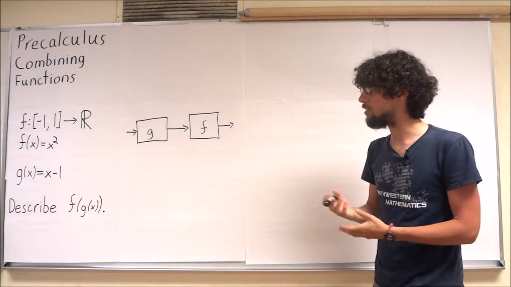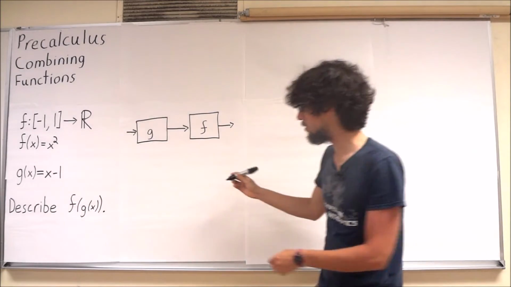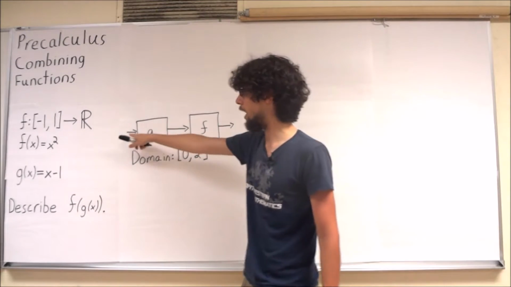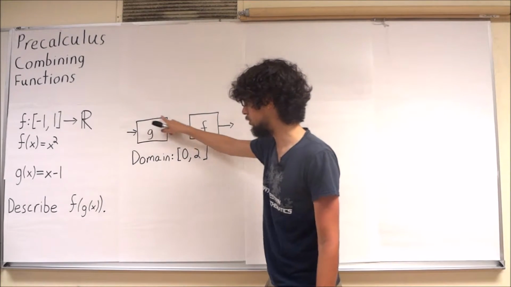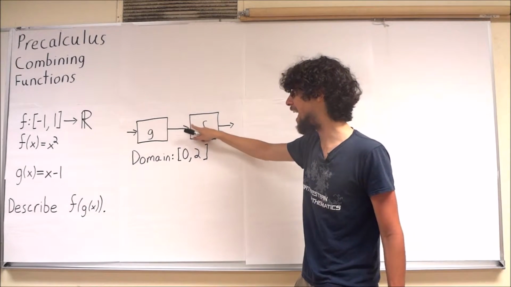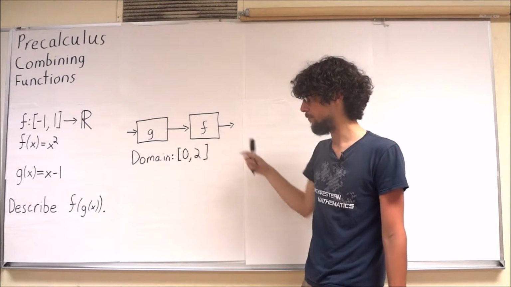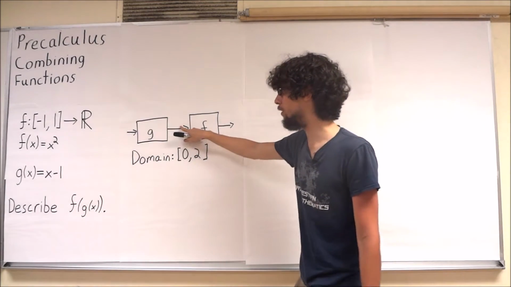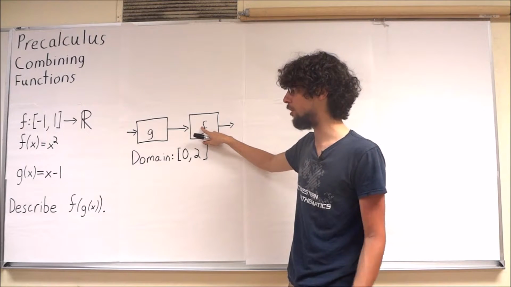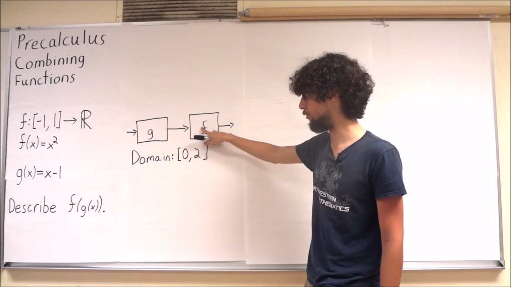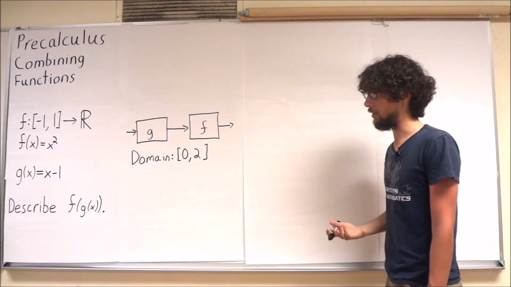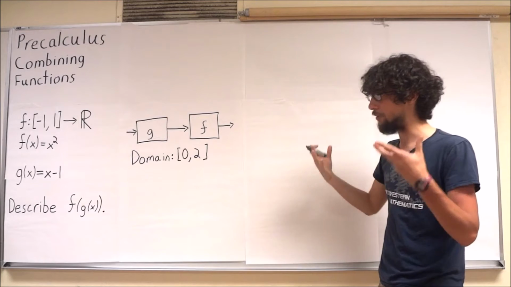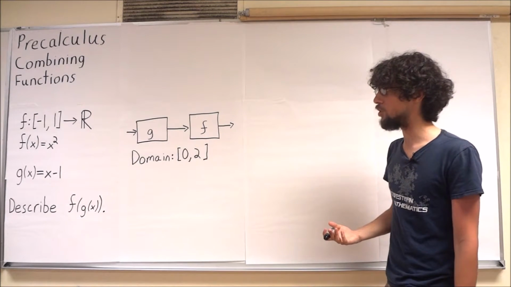It's not so hard to see that the domain should be this. If I plug 0 into this composition, I'll get 0 here turning into -1 here, which is the edge of the allowable inputs of f. And if I start with 2 as my input, I'll end up with 1 feeding into f, which is the other edge of my allowable inputs for f. So here's my domain.